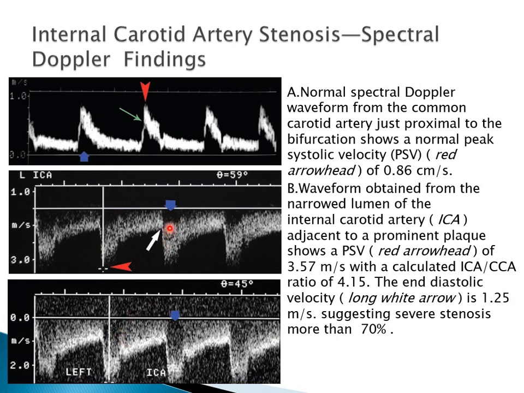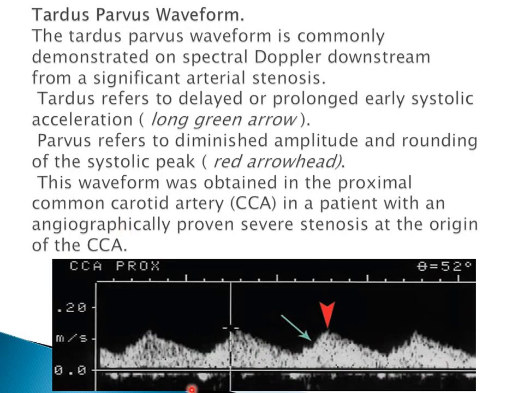No clear window. The Doppler window is not clear like here. And end diastolic velocity is above 100, so this is more than 70% stenosis. We have a tardus parvus waveform. It is commonly demonstrated on Doppler spectral downstream from a significant arterial stenosis. Any arterial stenosis that is significant, after the stenosis you have this pattern called tardus parvus.